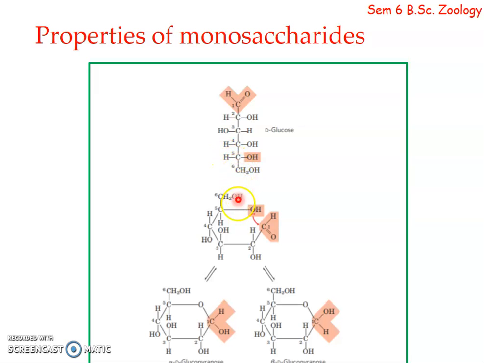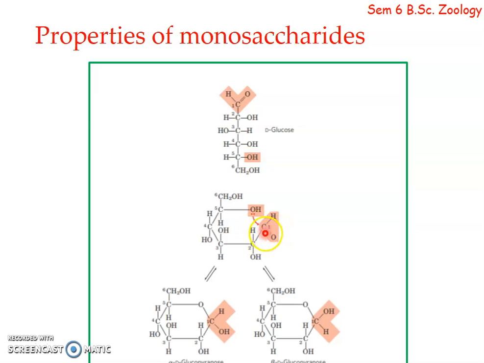Clear? This is how the cyclization happens. How does the cyclization happen? Cyclization happens when the aldehyde group reacts with the hydroxyl on a neighboring carbon, on any of the neighboring carbons. Here, the aldehyde group is reacting with the hydroxyl on the 5th carbon. That is how the cyclization happens.